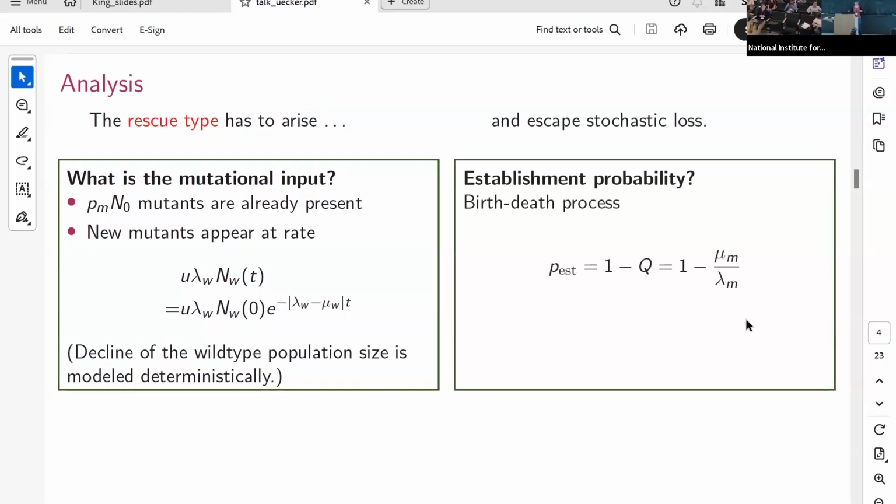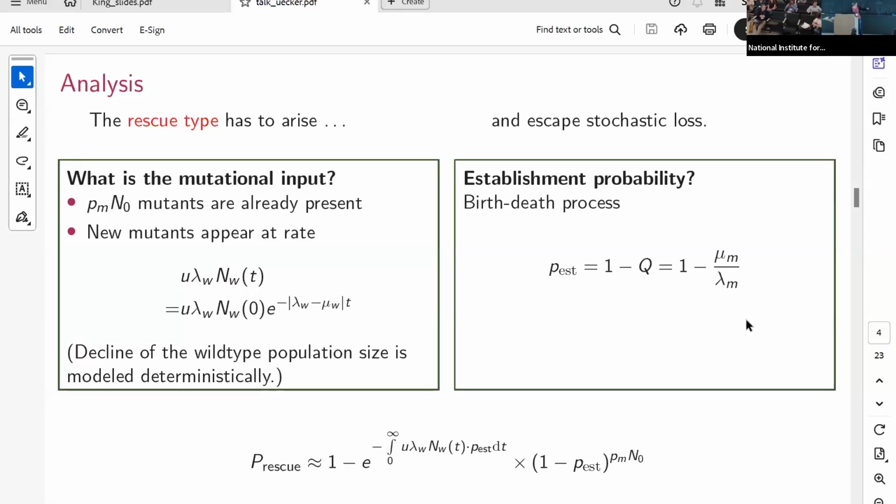Now we need to put the 2 components together. That's here: the probability of rescue is now 1 minus the probability that the population goes extinct. If you look at the second term first, this is that all the mutants that are there by the time the environment changes go extinct, so none of them establishes. And the other term is the probability that none of these rescue mutants appearing de novo establishes.